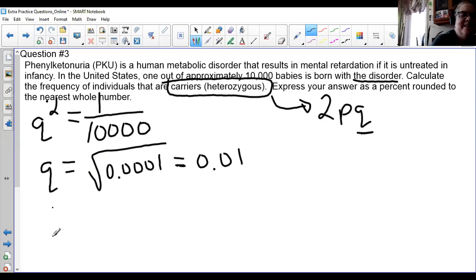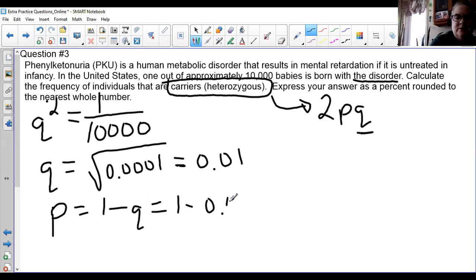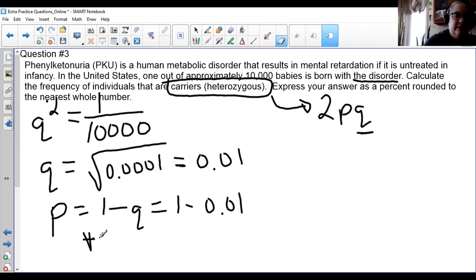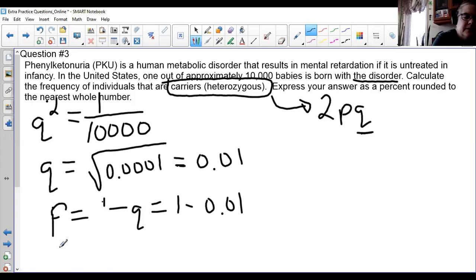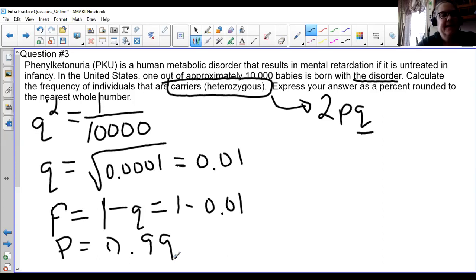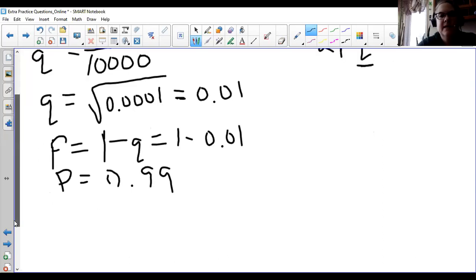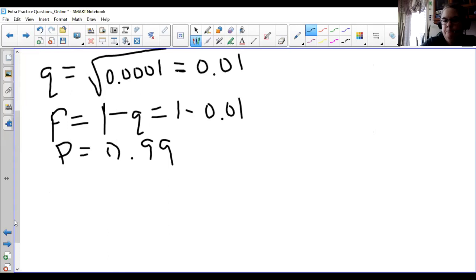Okay, good. So p is equal to 1 minus q, which is equal to 1 minus 0.01. So that equals, oh, scribbling some stuff here. Let's go back to my pen. There we are. Okay, so p equals 1 minus q, so p equals 0.99. Okay. All right, so I've got my p and my q. What's my next step?